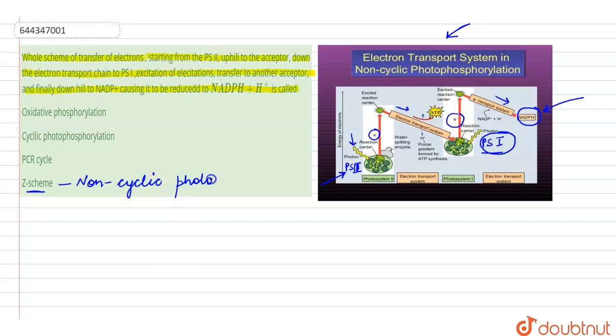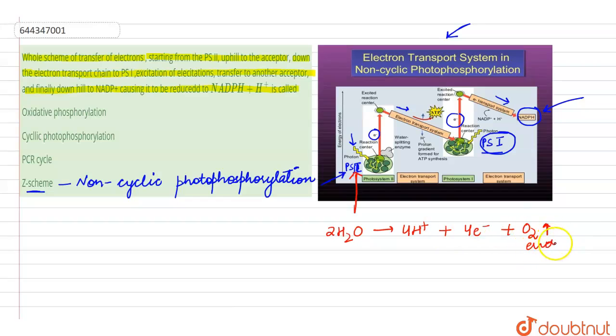Now non-cyclic photophosphorylation means the electrons which are lost once will not be regained back because these electrons are now lost to a molecule of NADPH. They are not recirculated back. In the non-cyclic photophosphorylation, there will be a shortage of electrons occurring in the PS2 system, due to which, in the lumen of the thylakoid, this reaction will take place, where 4 H plus ions are formed, 4 electrons, and oxygen evolution takes place.